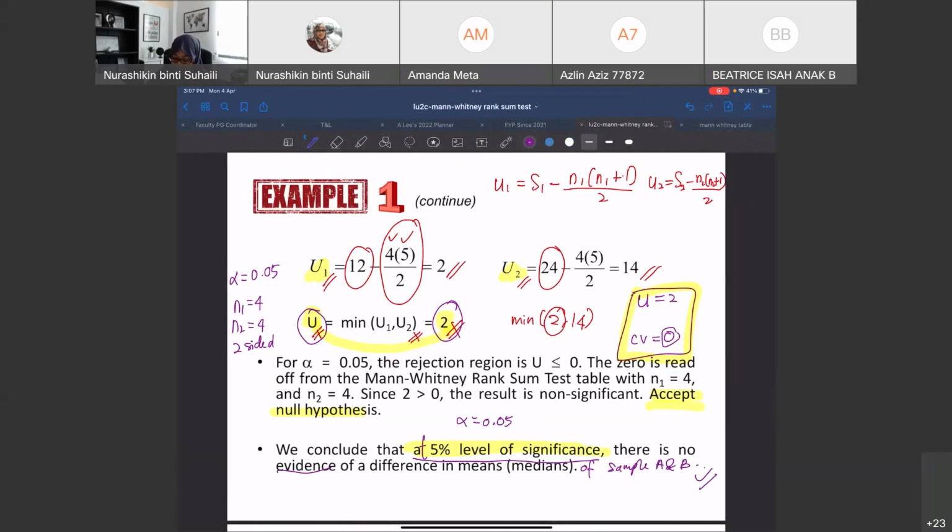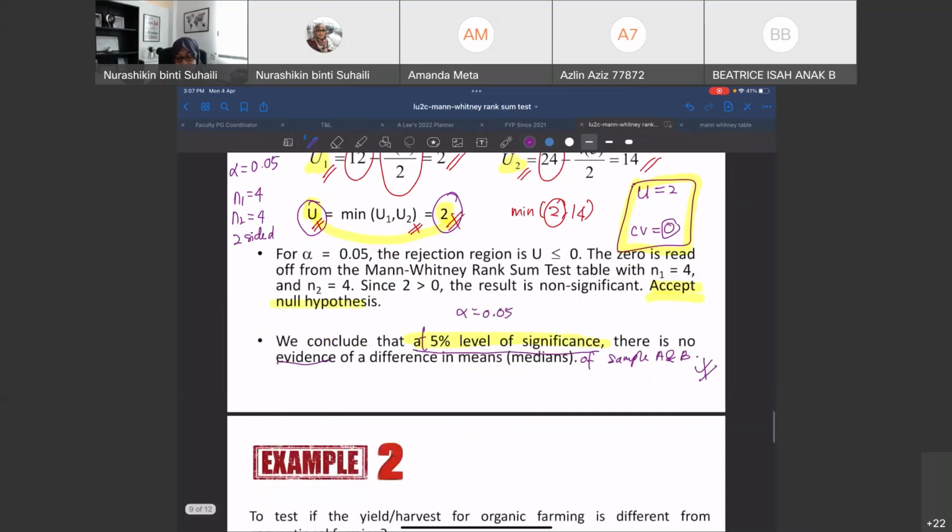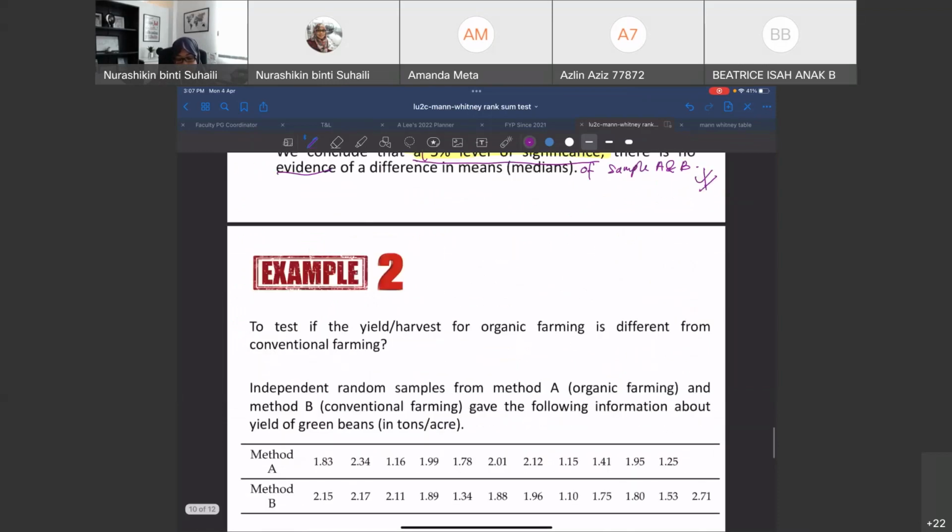So here there is no difference in the means of sample A and B. No difference means they are actually similar, the same. In other words, you can say sample A and B are similar. Okay, so that's example 1.